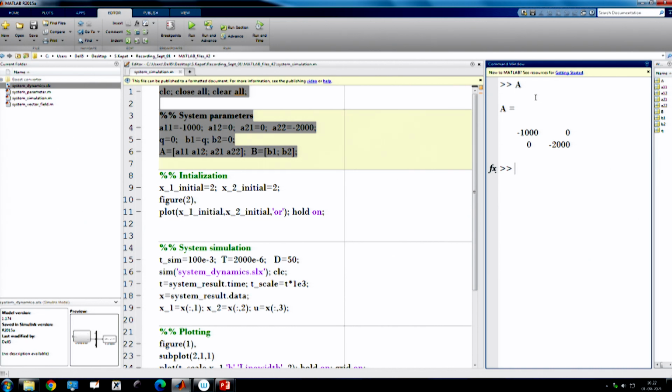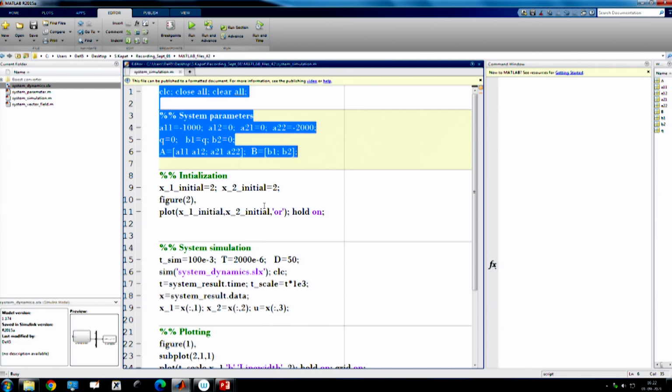So it is a two decoupled system, and you can check what my B matrix is. B matrix is 0 0, so there is no input effect. We can imagine that the A matrix has two diagonal terms, one minus 1000, which you can think of as A1, and minus 2000 as A2. A1 and A2 are both negative, so it is stable. Now we want to draw the vector field. Let us see how it looks.